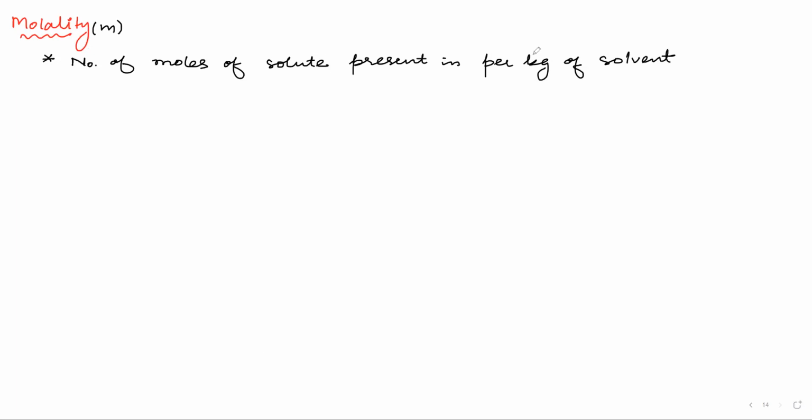First of all, it is per kg, and it is of solvent, per kg of solvent. This number of moles part is same as molarity, but what has changed here? The change is in per kg of solvent. What will be the formula for this? The formula can be seen as small m, that is molality, equal to number of moles of solute, this will be NB, divided by the mass of solvent, this will be WA, in kg. Okay, present per kg of solvent. So this will be the formula.